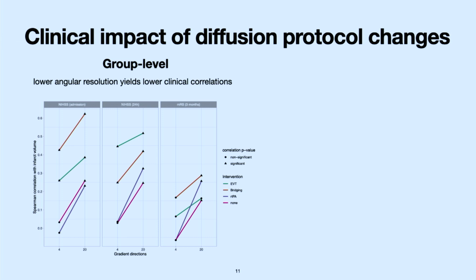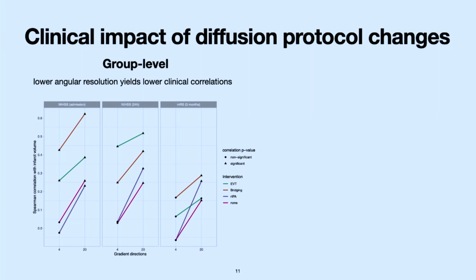Okay? And the columns on the left are 4 directions and 20 directions, right? So every time, each big column is a different clinical score, and the bottom left is 4 directions, right is 20 directions. The vertical axis shows you the correlation between the infarct volume and the clinical scores. And what's immediately apparent is that you have a huge difference in the correlation between the clinical scores and the infarct size, the infarct volume, depending on the protocol you use.